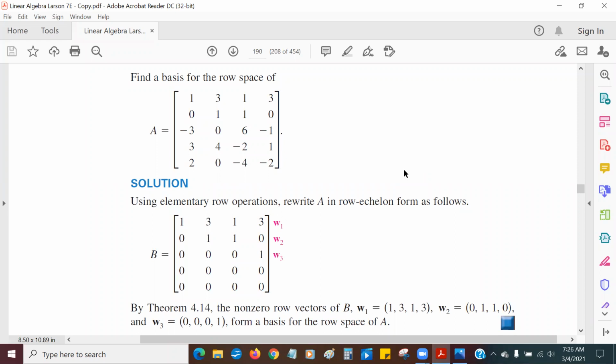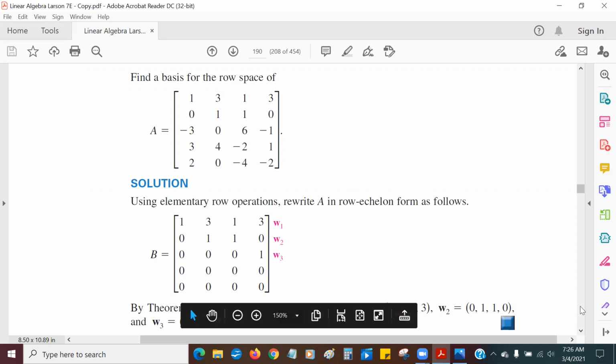Anyway, these three guys here now form the basis, and that's what we're saying on the bottom. They form the basis of the row space of A. So yay. Okay, let's move on.